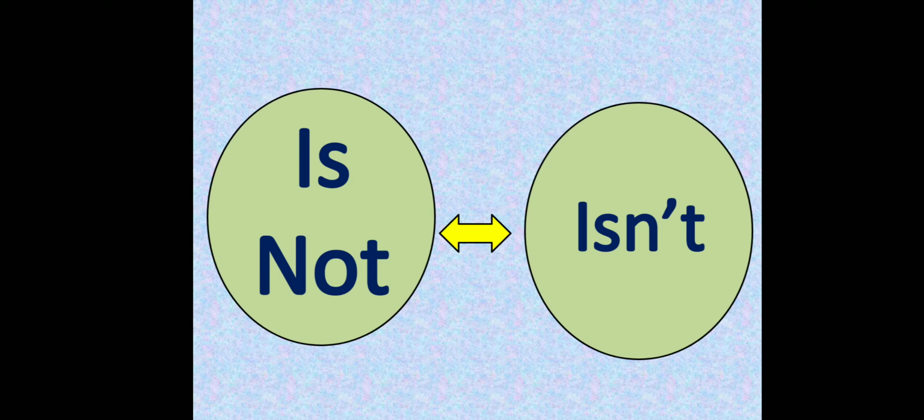Next one is is not. So to write the contraction of is not, here we remove O from not, and in place of O we use an apostrophe sign. So the contraction will become isn't.